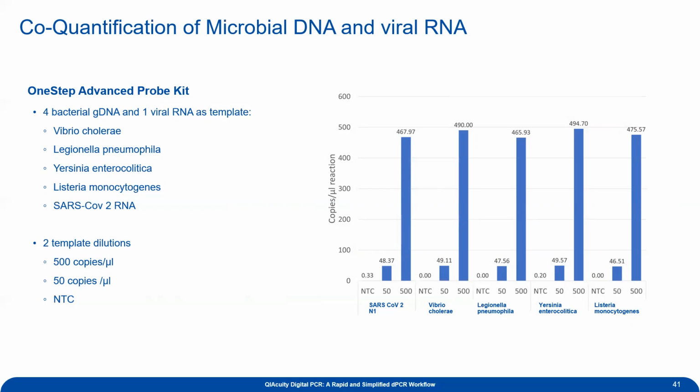So you can just look across the top here at your 500. You can see that we're very close to that value. And down here at your 50 copies per microliter input, you can see we're very close to that value as well. So it performs really well in this co-detection type of environment with nice, clean, no template controls.